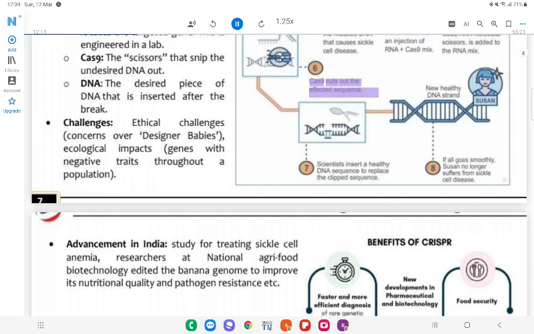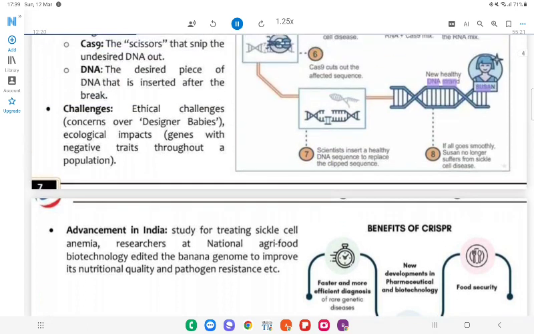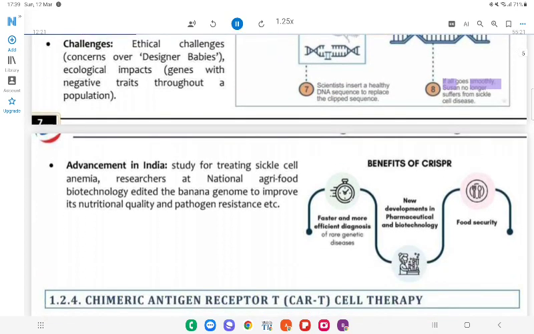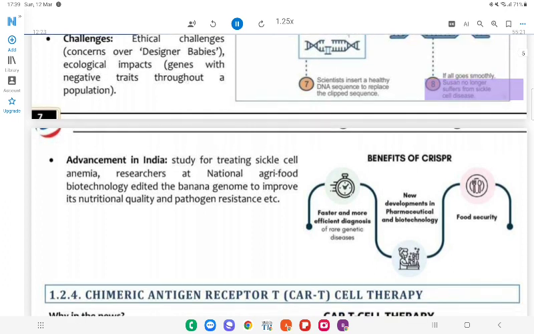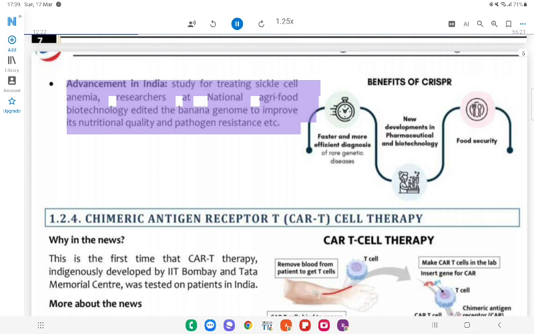Cas9 cuts out the affected sequence. Scientists insert a healthy DNA sequence to replace the clipped sequence. The sickle cell no longer occurs. Advancement in India: study for treating sickle cell.